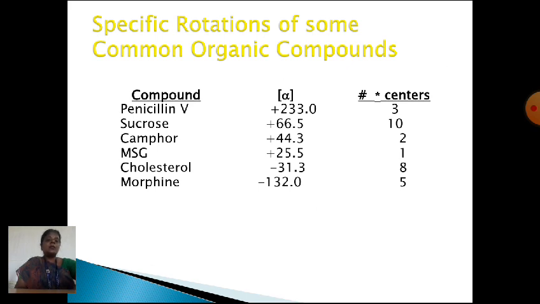The compounds penicillin, sucrose, camphor and MSG have a positive rotation value. That means these are dextrorotatory compounds. Cholesterol and morphine have a negative optical rotation value. So these are levo rotatory.